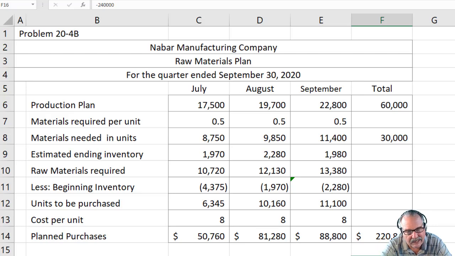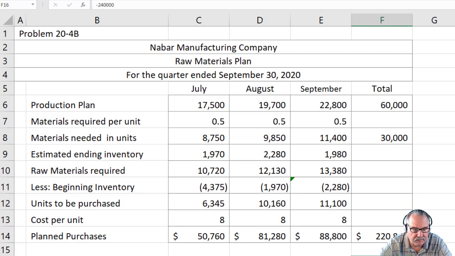So what we have to buy is 6,345 units. We pay $8 a pound or a unit for this material. So we're going to spend $50,760. And we're just going to do the exact same calculations for August and September. So the total amount of raw materials that we will plan to purchase for this 3-month period is $220,840.